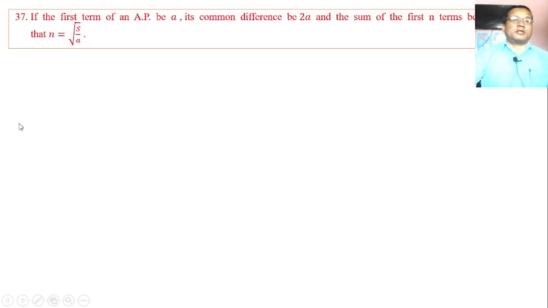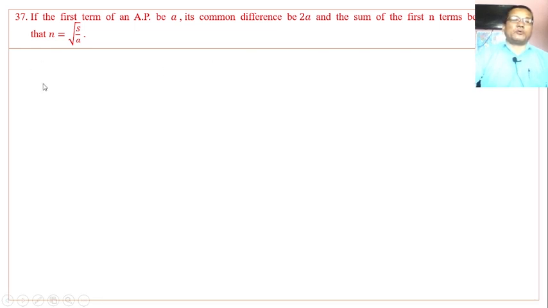Question number 37. If the first term of an AP be A, its common difference is twice A, and the sum of the first n terms be S, prove that n equal to square root of S by A.